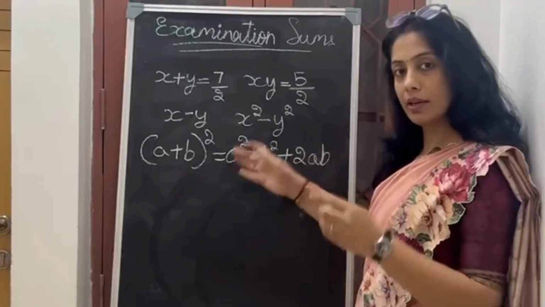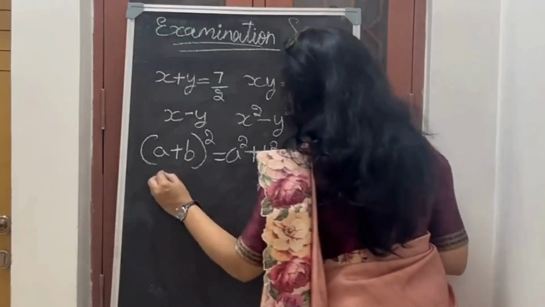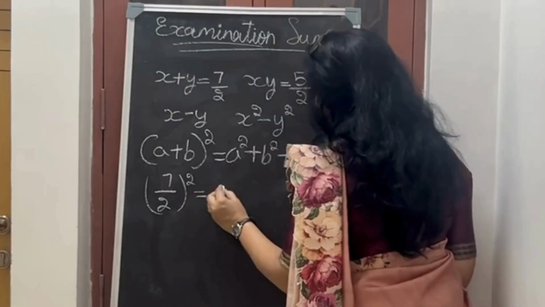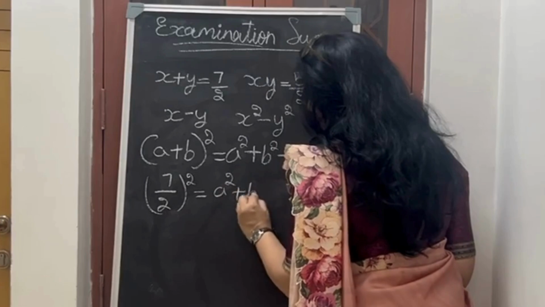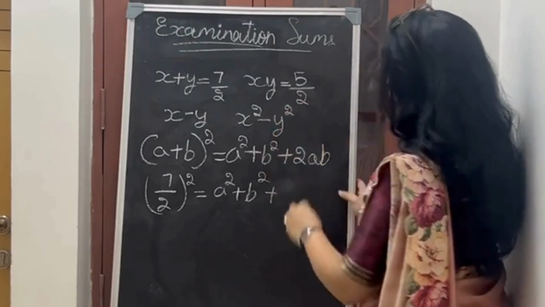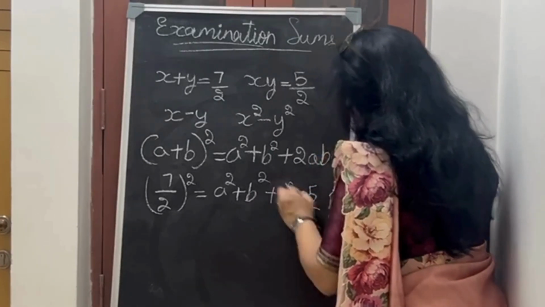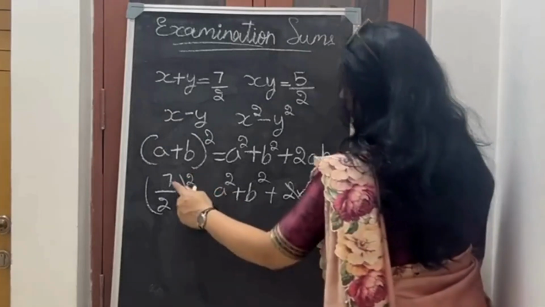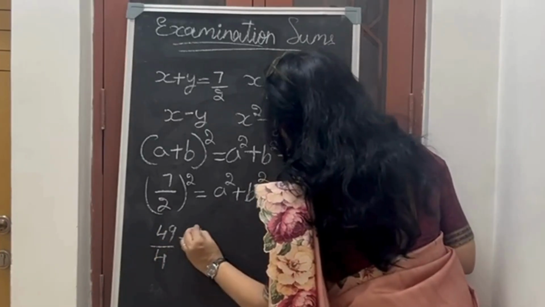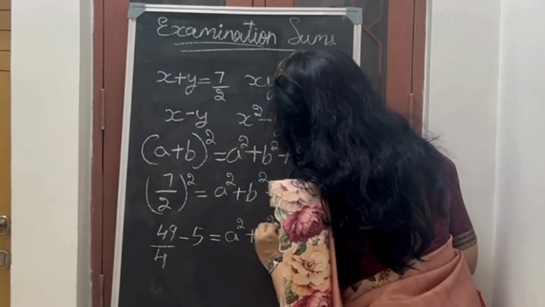Okay, first we will do this, then I will show you how to find out. x plus y the whole square. So what will it be? 7 by 2 the whole square equals x square plus y square plus 2xy. So 2 into 5 by 2. When I do this, 2 and 2 are cancelled. So what is left? Only 5 is left. 7 7s are 49 by 4 minus 5 equals x square plus y square.